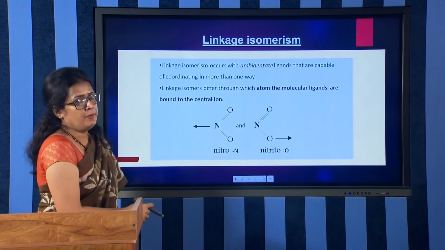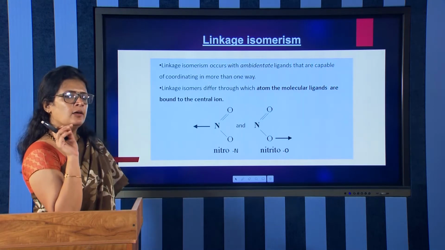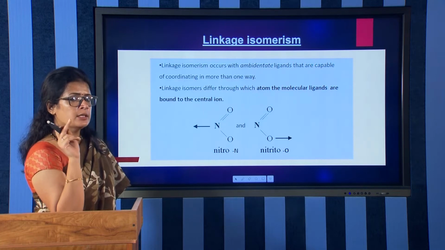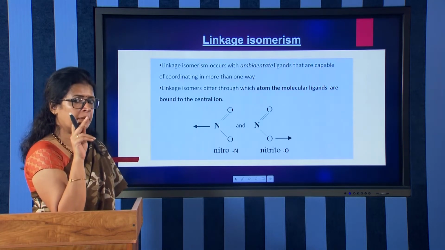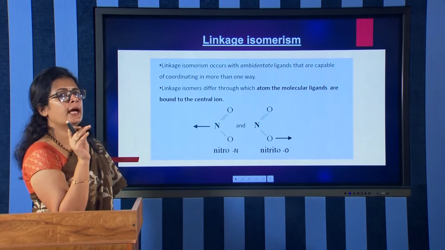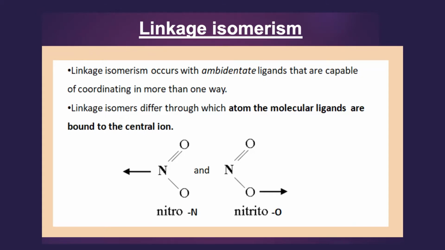And the fourth type of isomerism is linkage isomerism. Linkage means through which atom the ligand is linking with the central metal atom. That will be the difference. This type of isomerism is shown by ambidentate ligands. Linkage isomerism occurs with ambidentate ligands that are capable of coordinating in more than one way.